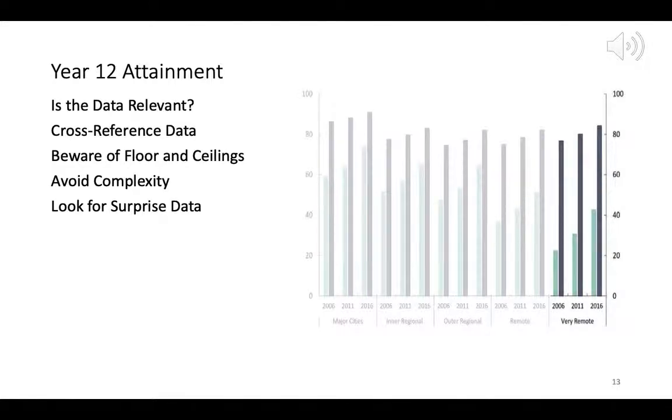So here's that Year 12 attainment data again. Is this data relevant to us in determining high school mathematical performance? Given the values for very remote Indigenous students, it appears that the attainment rates are a lot lower than our numeracy standards that are being achieved. Additionally, data is only available every 5 years, which limits the benefits of this data set to us.